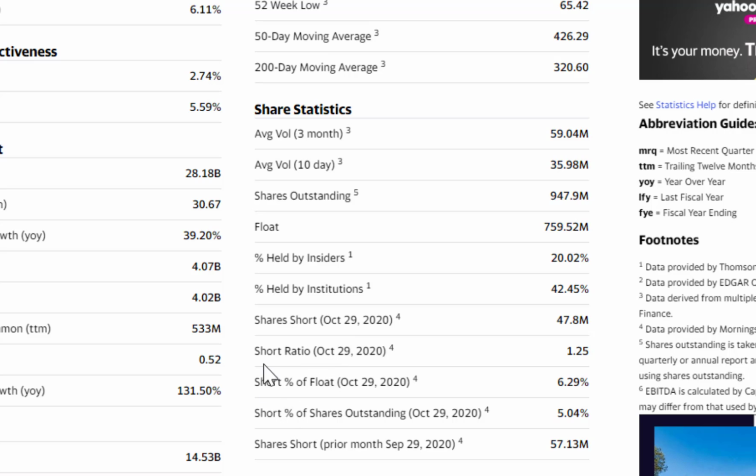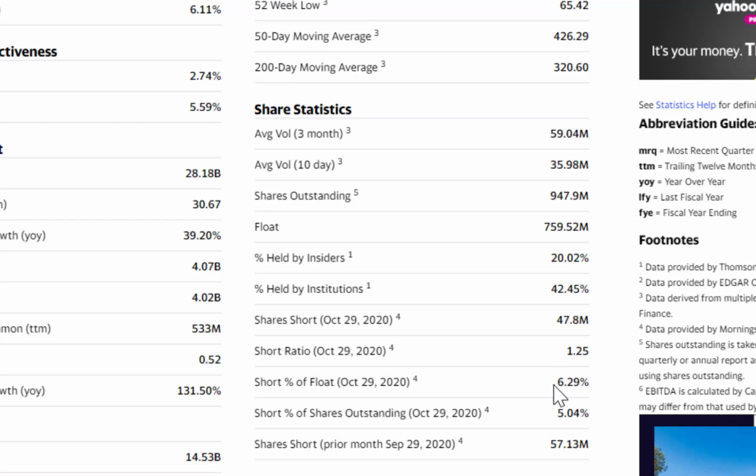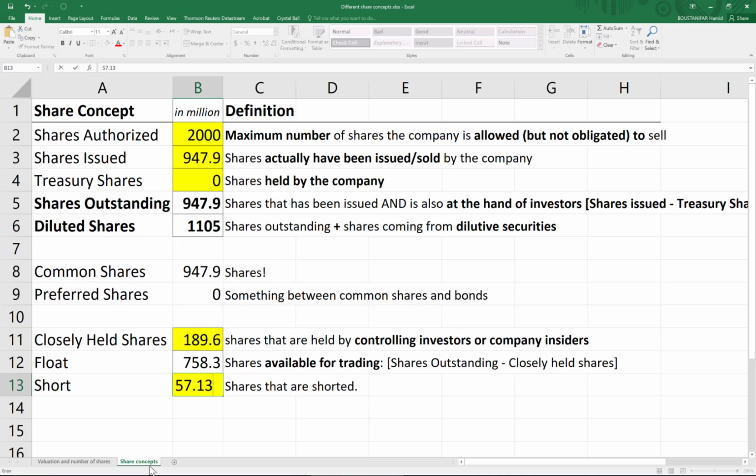And then you can look at the short as a percentage of float and so on. So here 6% of the company float is shorted, which is quite a high number, which means that relatively speaking, a large number of investors think that the stock is overvalued and they are borrowing the stock, selling it in the hope that the stock goes down, and then they can buy it back from the market and return it to the owners. In any case, we see here that there are 57 million shares short that we also enter in the spreadsheet.